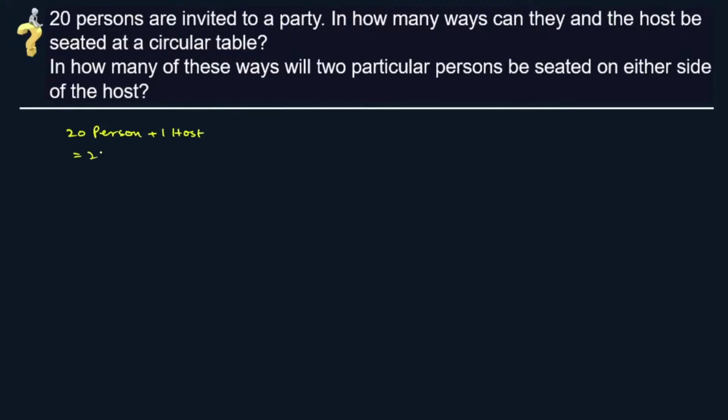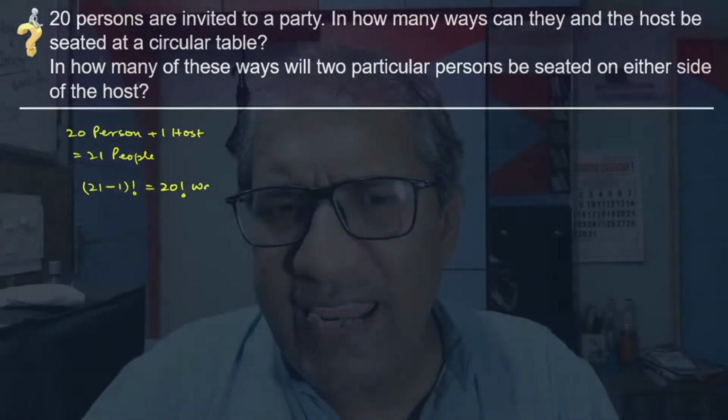So there are actually 21 people. Now the question is, in how many different ways can they be seated at a circular table? Naturally, the total number of ways they can be arranged on the circular table is 21 minus 1 factorial different ways, that is, factorial 20 different ways. Is it clear? 21 people are there, you are arranging them on a circular table, so they can be arranged in 21 minus 1 factorial. That gives us 20 factorial different ways.